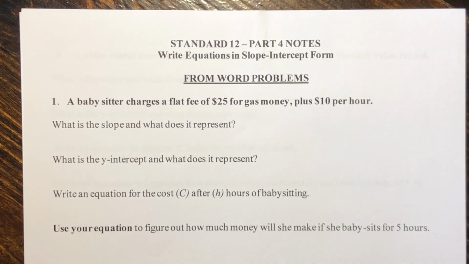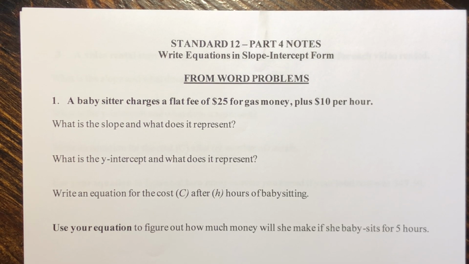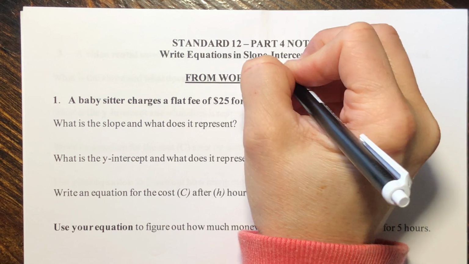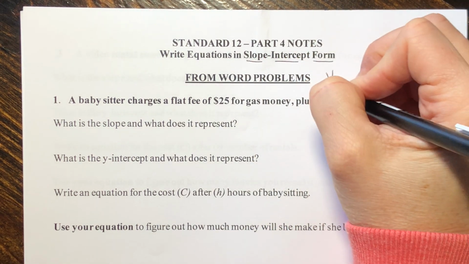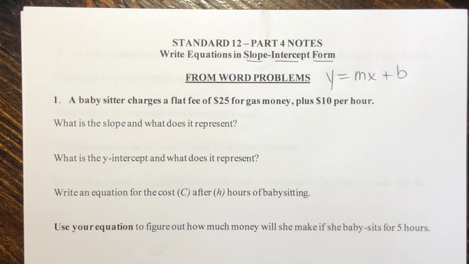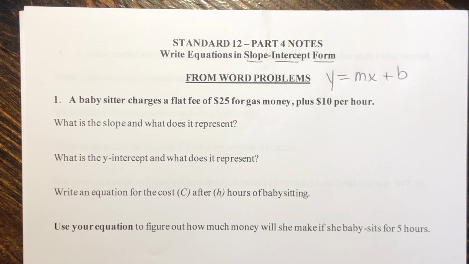Okay, we are on part 4 of this standard, and we should be at least pretty comfortable writing equations in slope intercept form. Let's not forget what that is. That is y equals mx plus b, and we are about to wrap this standard up with this last video, so hang in there. Y equals mx plus b.